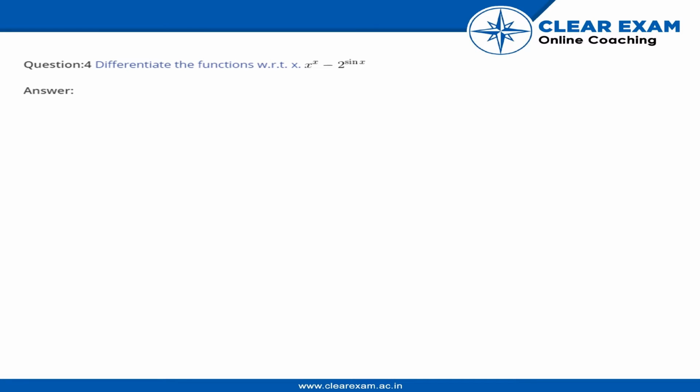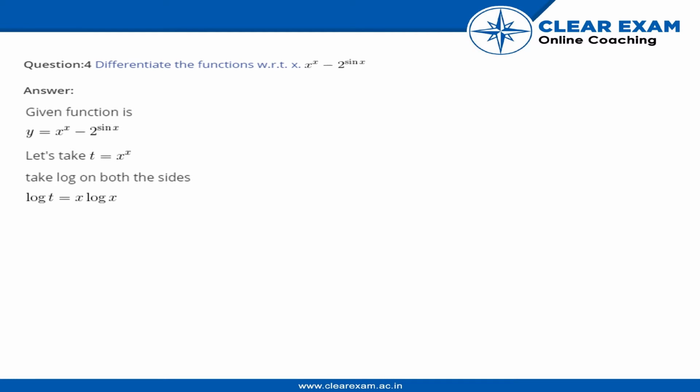Differentiate the following function with respect to x. The function is x to the power x minus 2 to the power sin x. Let y equal x to the power x minus 2 to the power sin x. Suppose x to the power x equals t.